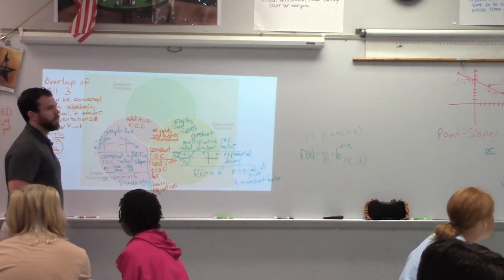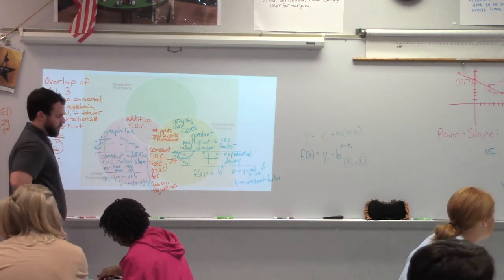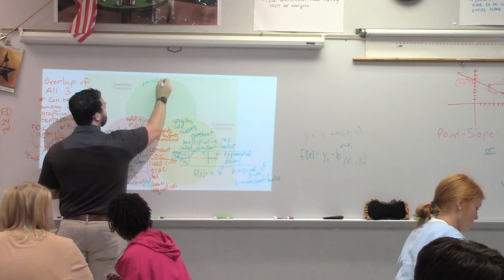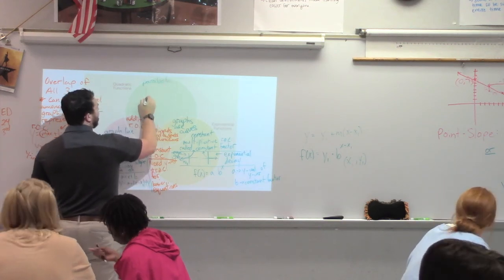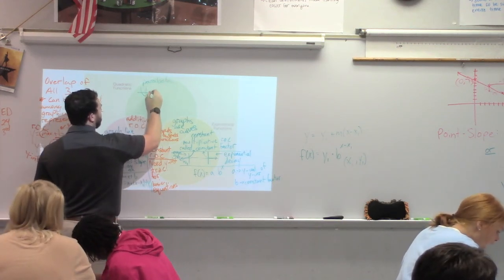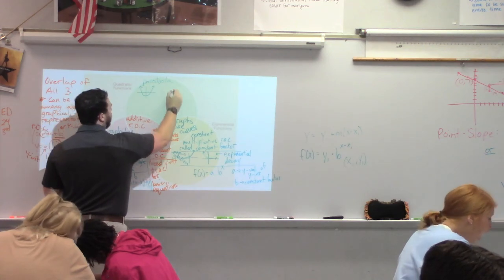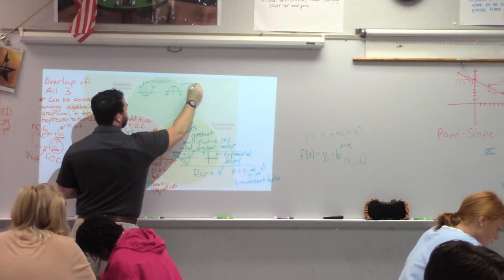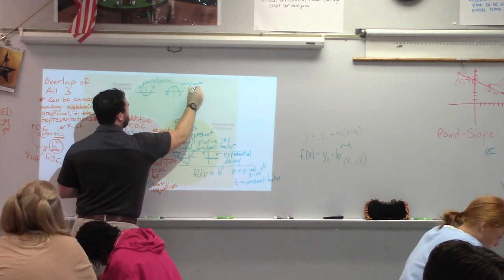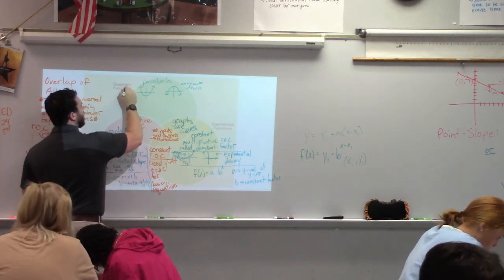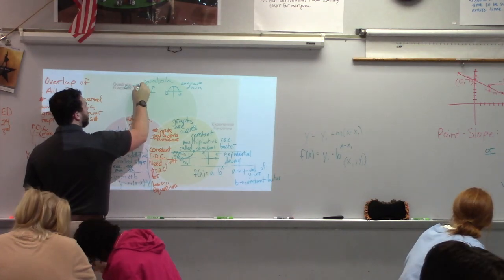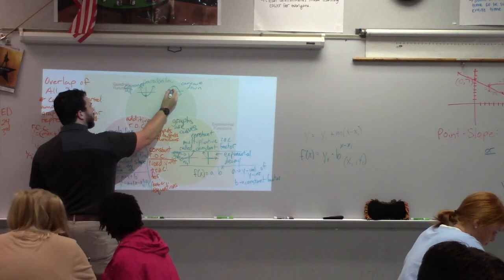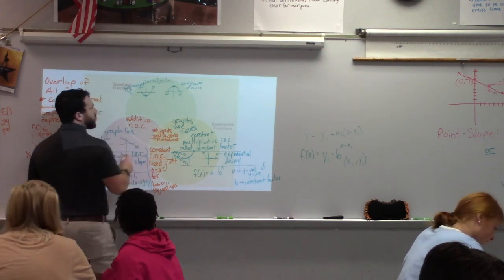Quadratic functions. Parabola is the shape of the graph. And it can either be concave up, or it can be concave down. Does anybody remember what this point right here, where the minimum or maximum is, is called?